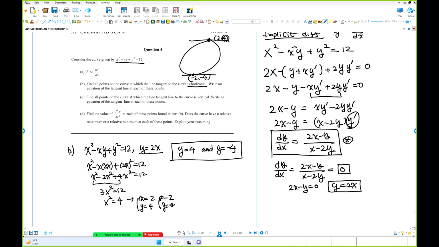Now the next one is we're going to find all points where each tangent line is vertical. Where is the tangent a vertical line? I'm going to use this one. Now we're going to find the equation of these two vertical lines. Anyway, we need to find the intersection of these two points. How can you find the intersection of these two points from the equations? From here.